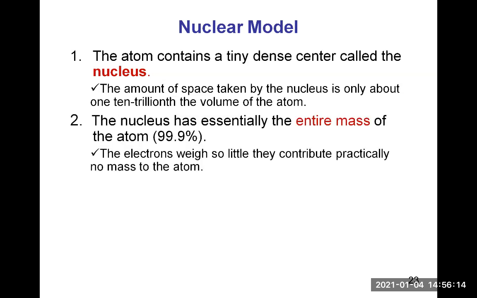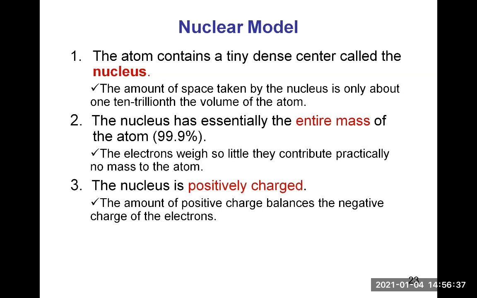The nucleus has essentially the entire mass of the atom, so 99.9% of the mass is there in that tiny dot in the middle of a large room, which would represent the whole of the atom. Because the electrons weigh so little that they contribute practically no mass to the atom.